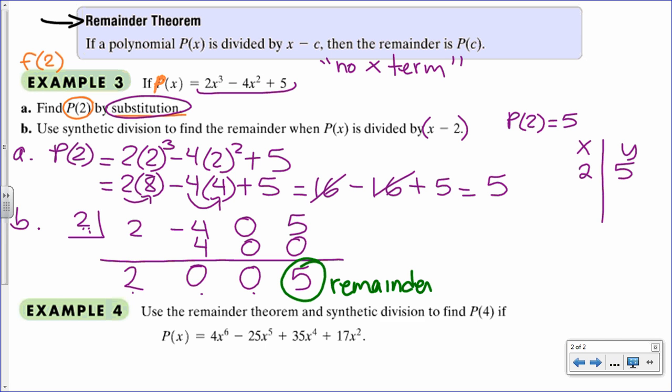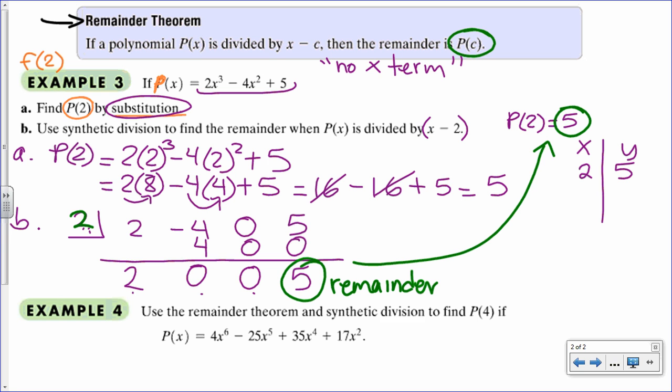Now, do you guys notice how the remainder happens to be the same as this number, the function value? Yes? So that is actually the remainder theorem. Whenever you're looking for a function value, you could perform synthetic division with that same number. In this case, it was a 2. And so when you do that, the remainder will be the same as the function value for that function.